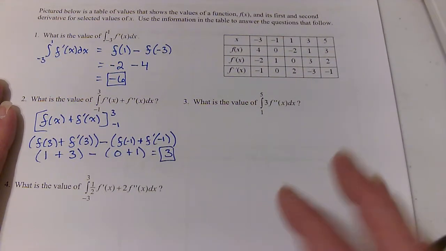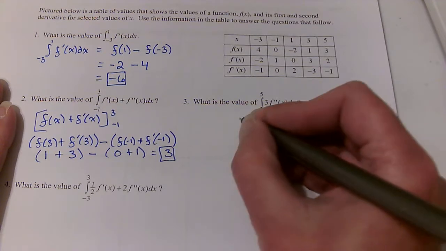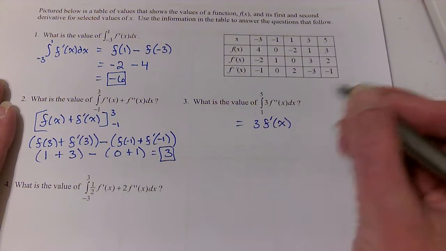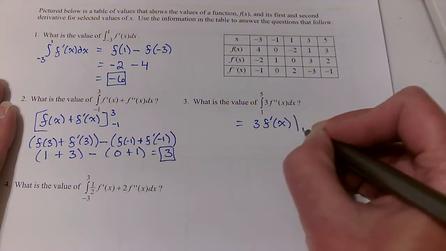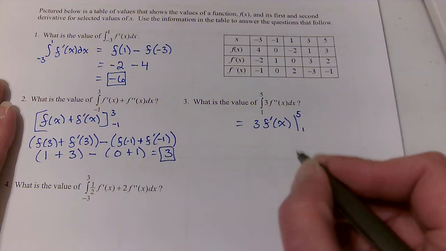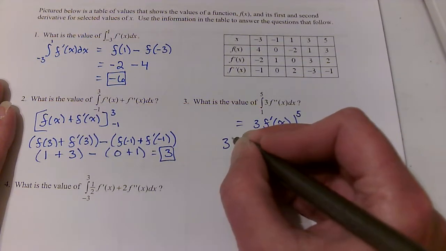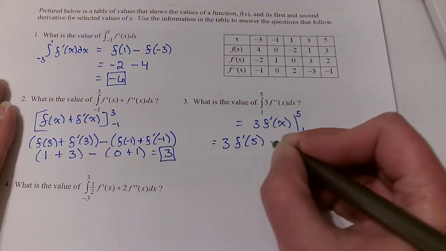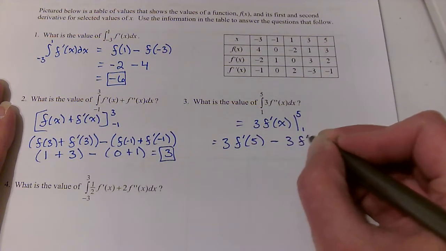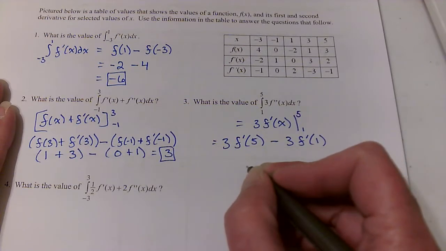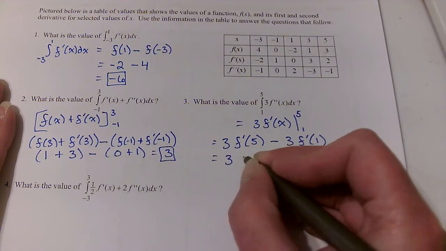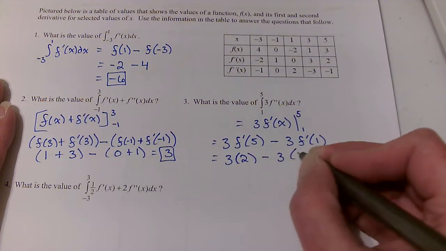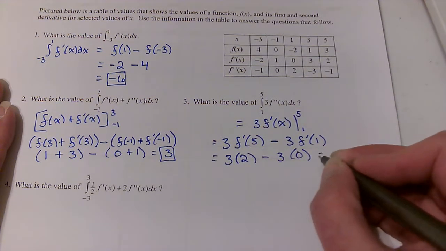The antiderivative of f double prime is going to be f prime. And then we'll just multiply that by 3. Evaluated from 1 to 5. So 3 times f prime of 5 minus 3 times f prime of 1. That's 2. And that is 0. So I get 6.